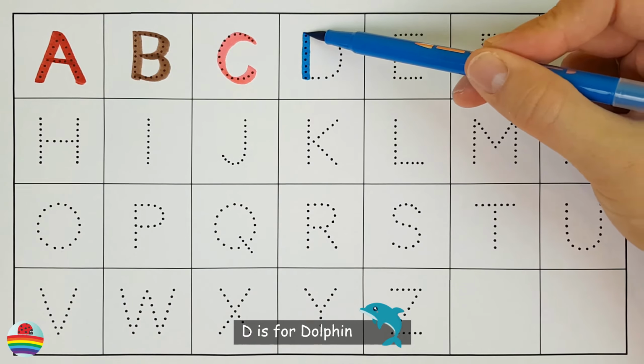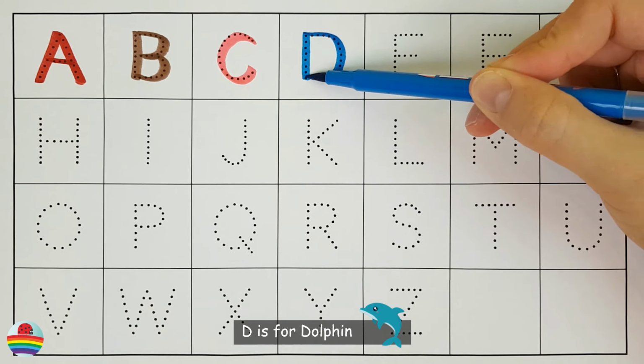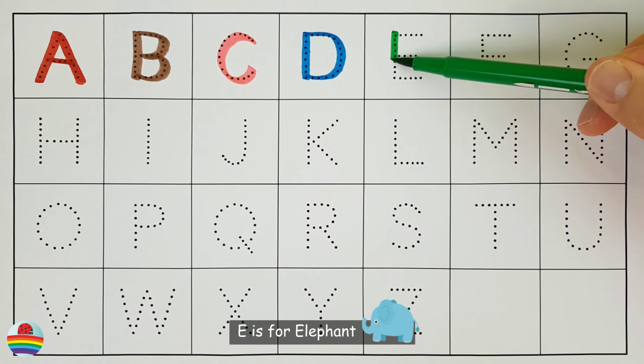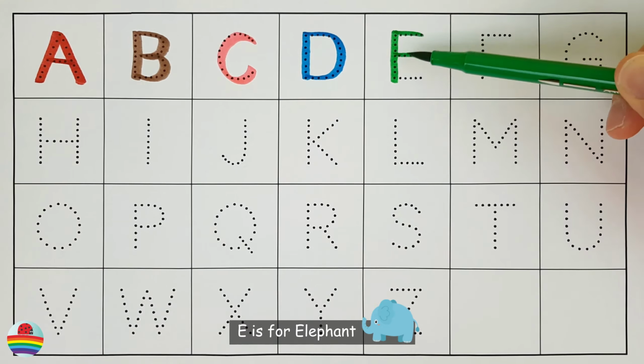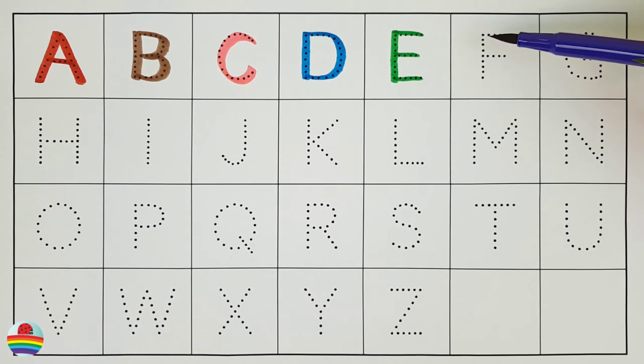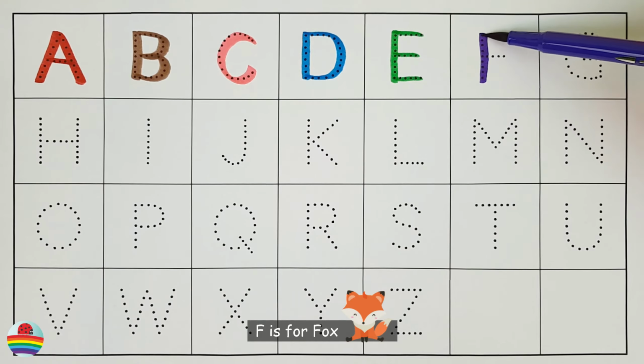D. D is for dolphin. E. E is for elephant. F. F is for fox.